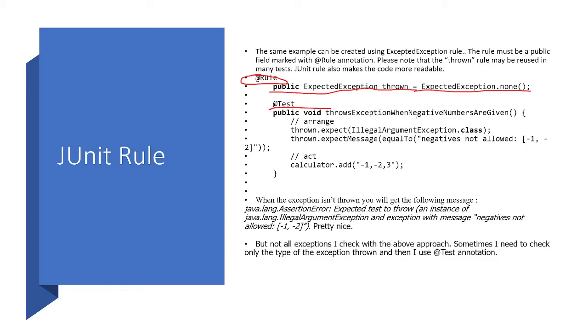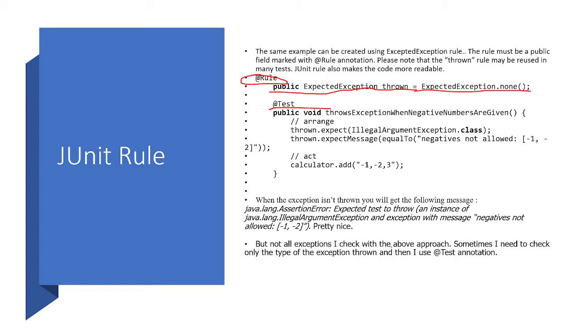Void throwsExceptionWhenNegativeNumbersAreGiven. thrown.expect(IllegalArgumentException.class). thrown.expectMessage(equalTo("negatives not allowed")). And then here we have the calculator. When the exception isn't thrown, you'll get the following message: java.lang.AssertionError: Expected test to throw an instance of java.lang.IllegalArgumentException and an exception with message "negative not allowed". Pretty nice.